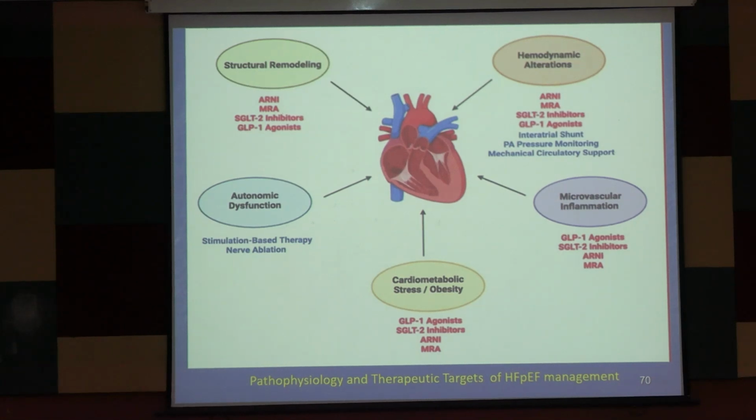So, therapies will be targeted to the structural remodeling, autonomic dysfunction, cardiometabolic stress, obesity, hemodynamic consequences or alteration, and lastly, microvascular inflammation. Considering all these, the central point is SGLT2 inhibitors.